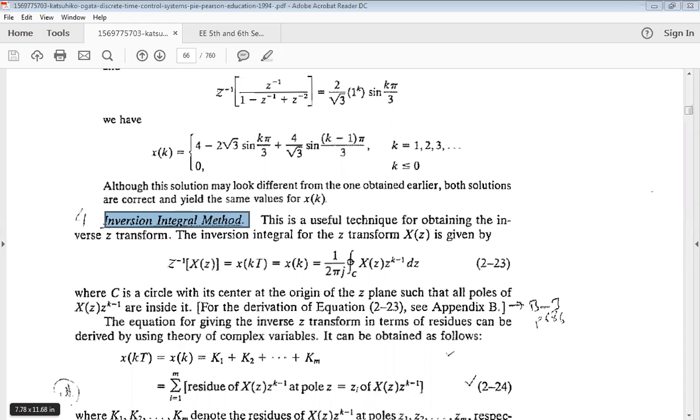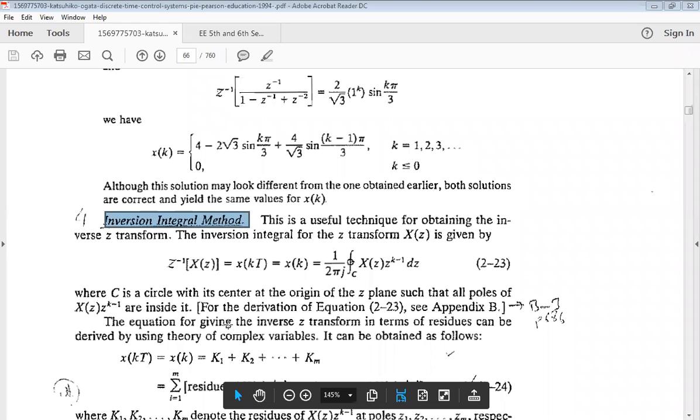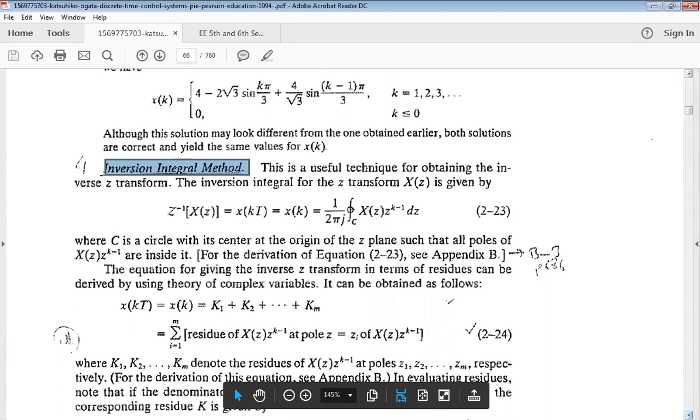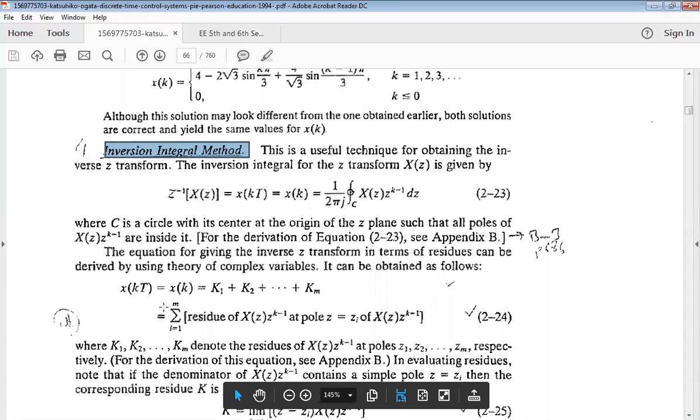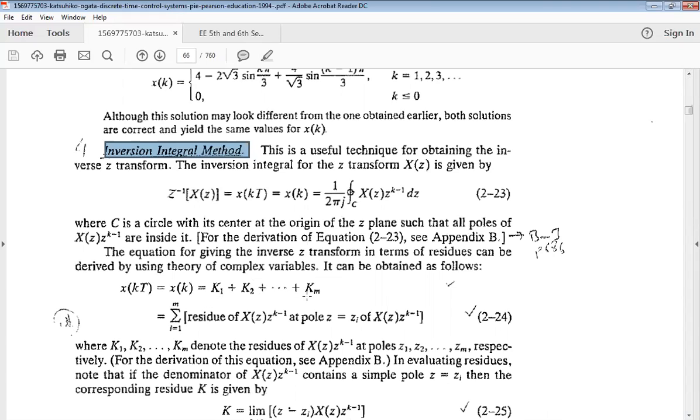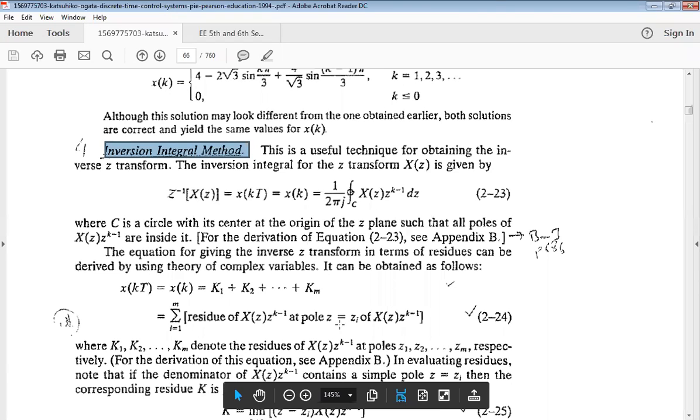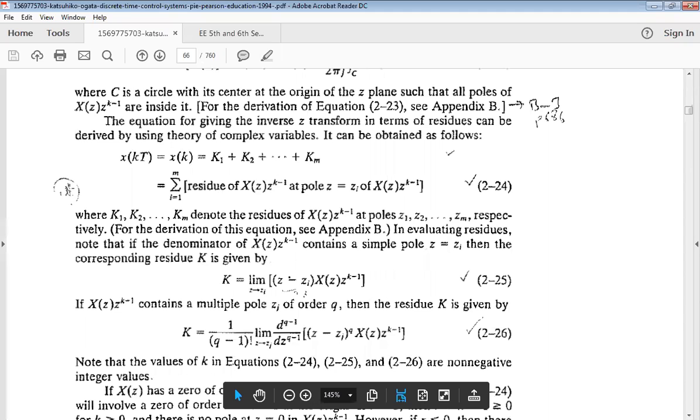Okay, so actually the equation of the Z transform is given in terms of the residue method, that is, using the concept of the residue theorem of complex variables. So according to the residue theorem, the summation of residues at pole z is equal to zi, that is x(kT) or x(k), is equal to the residue of X(z) into z to the power k minus 1 at pole z minus zi of X(z).